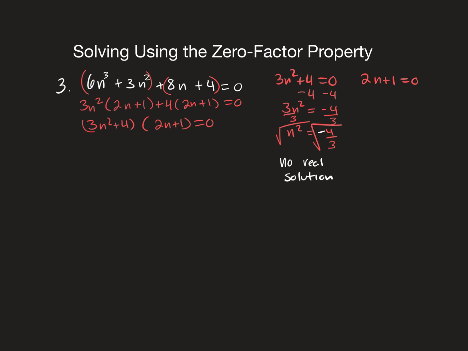So here we have a normal equation that we can solve. When we do that, we will get 2n equals negative 1, divide by 2, n equals negative 1/2. So notice here, we actually only have one solution. We only have n equals negative 1/2. So when we write our answer, we're going to put negative 1/2, just like normal.